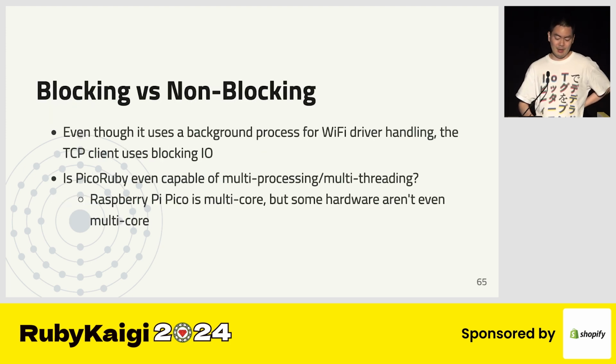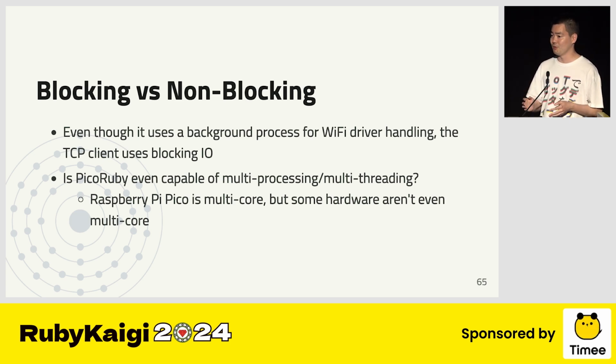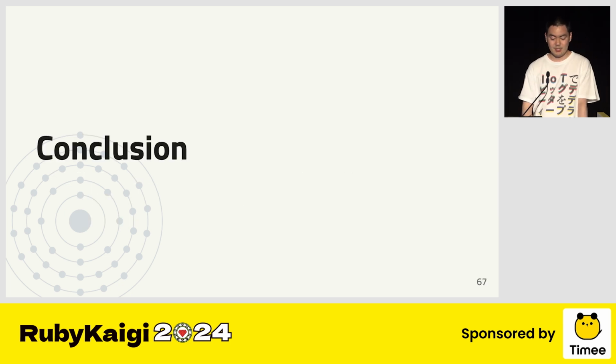And we were implementing blocking I/O, so what about non-blocking I/O? But is PicoRuby even capable of multiprocessing or multithreading? I am not sure. Raspberry Pi Pico is multi-core, but some hardware that we are targeting aren't even multi-core, so why bother with that? So let's conclude our talk.